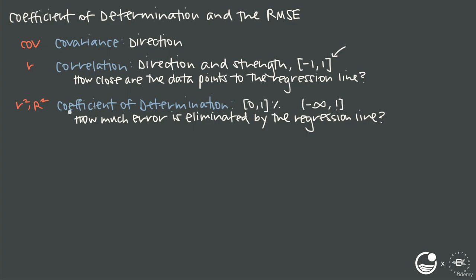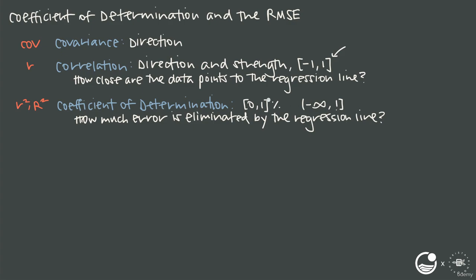But in either case, whether we're looking at lowercase r squared or capital R squared, the closer the coefficient of determination is to a value of 1 or 100%, the more we can say that the regression line is a better estimate of the data than just using the mean instead.